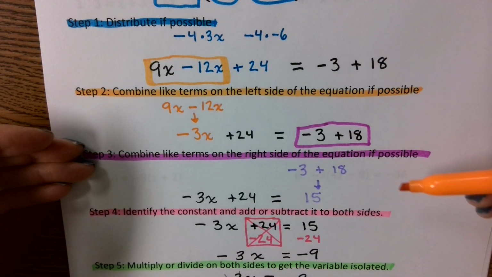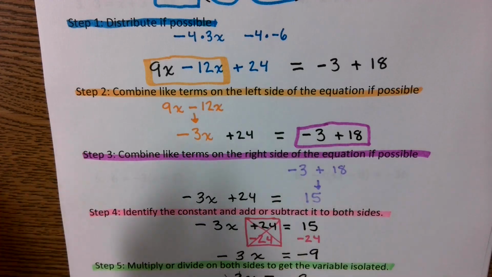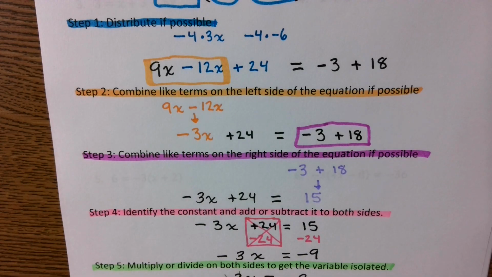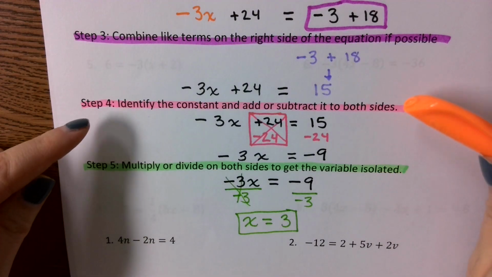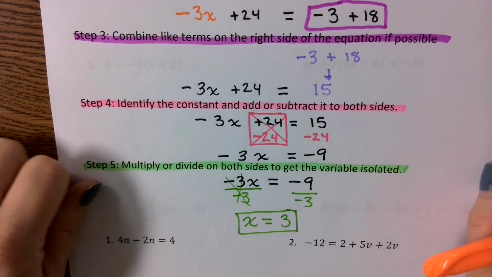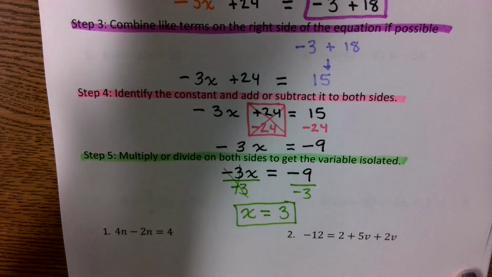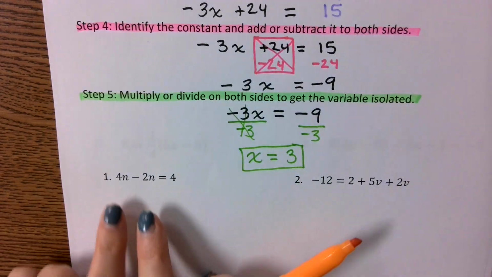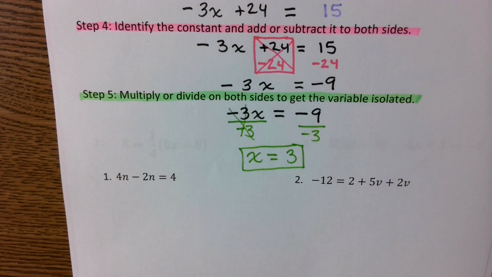Step 2 and step 3 essentially are the same. You're combining like terms. You're just doing it, combining it on one side and combining like terms on the other side. Once you've done that, you should have it down to either a 2-step equation or a 1-step equation. And then you solve. Okay, so when we're taking a look at problem number 1, we've got 4n minus 2n is equal to 4. We already just discussed we don't have any distributive property there.